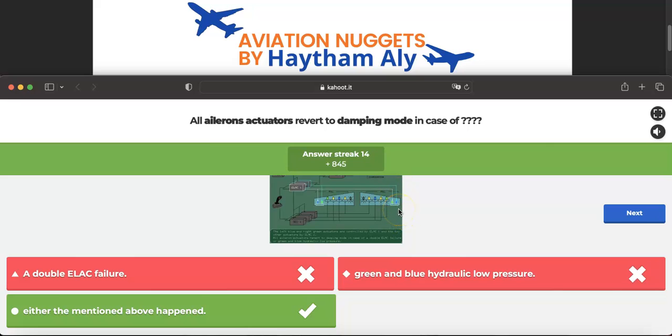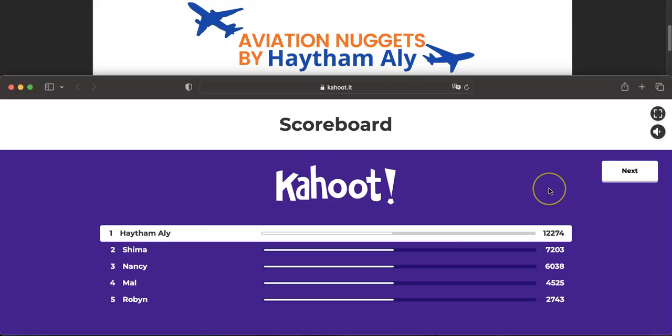Each actuator of the aileron may be active or damping. For the aileron actuator, they are operated in two modes. May be active, may be damping. Okay, everybody. So both revert to damping in case of double ELAC failure, ELAC 1 and 2 fail, or green and the blue hydraulic low pressure. Okay, everybody, let's proceed. Next question.